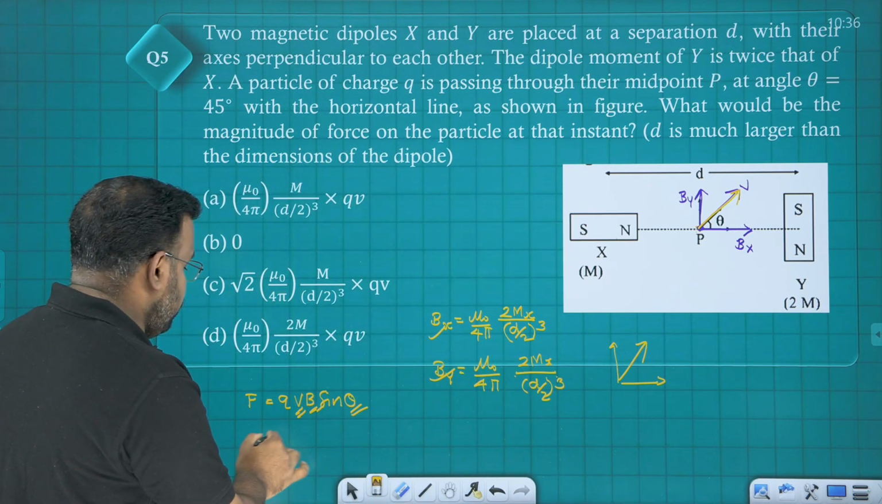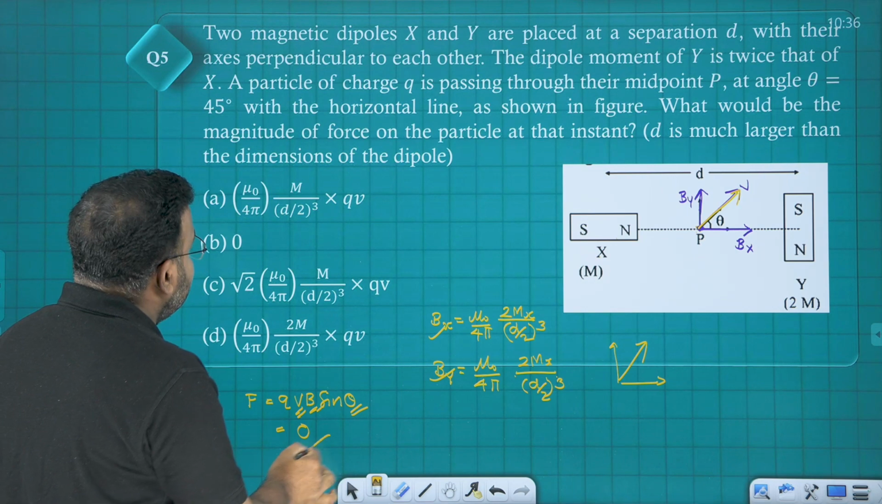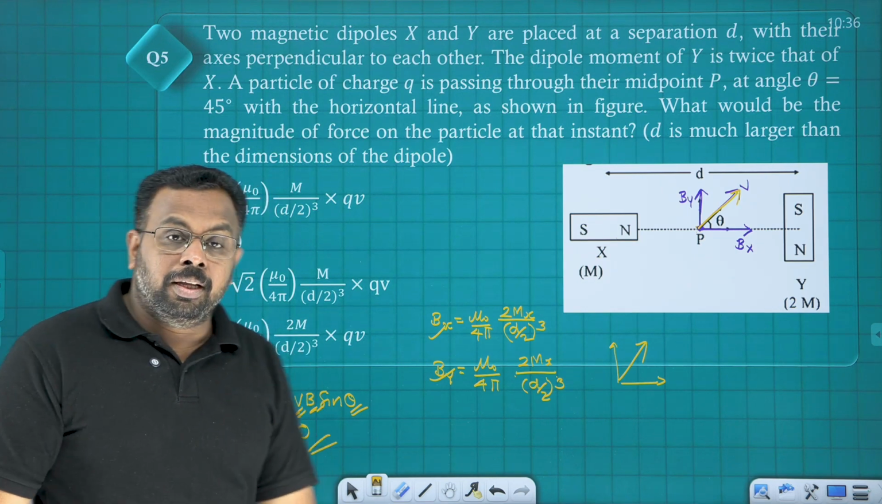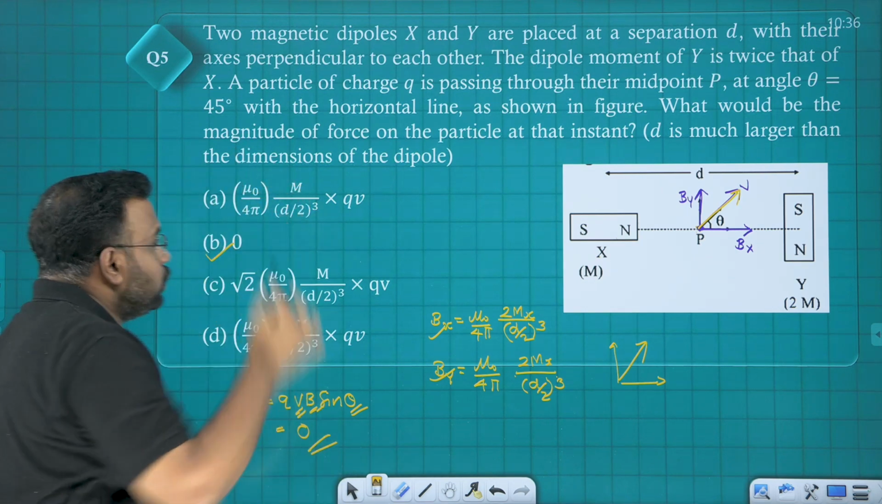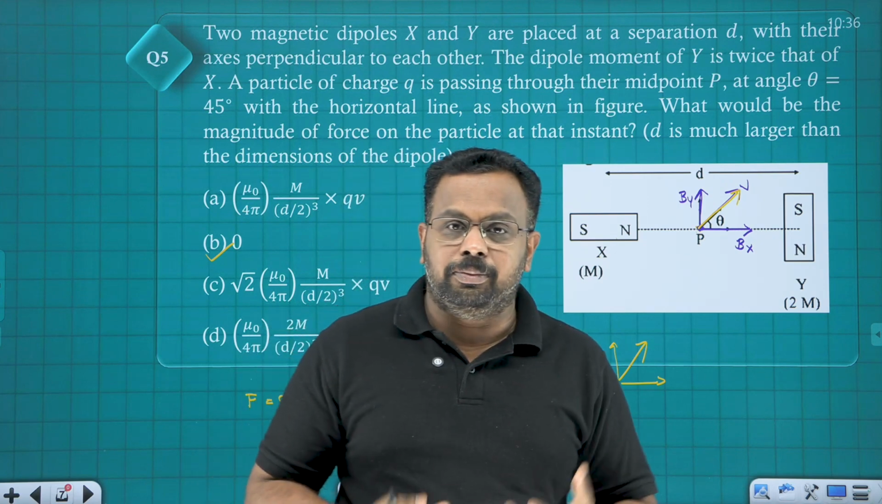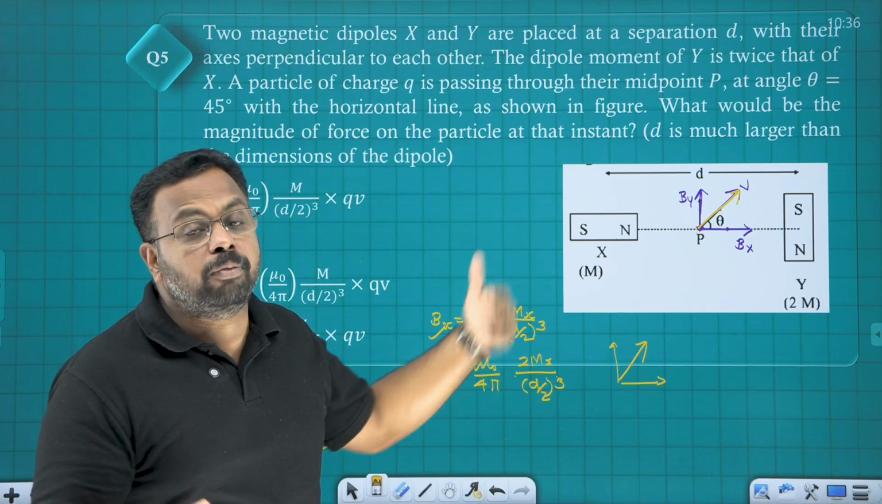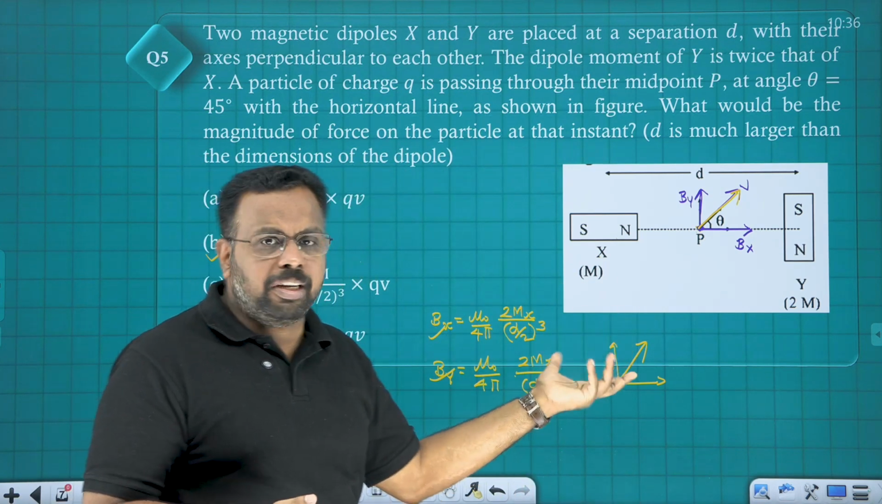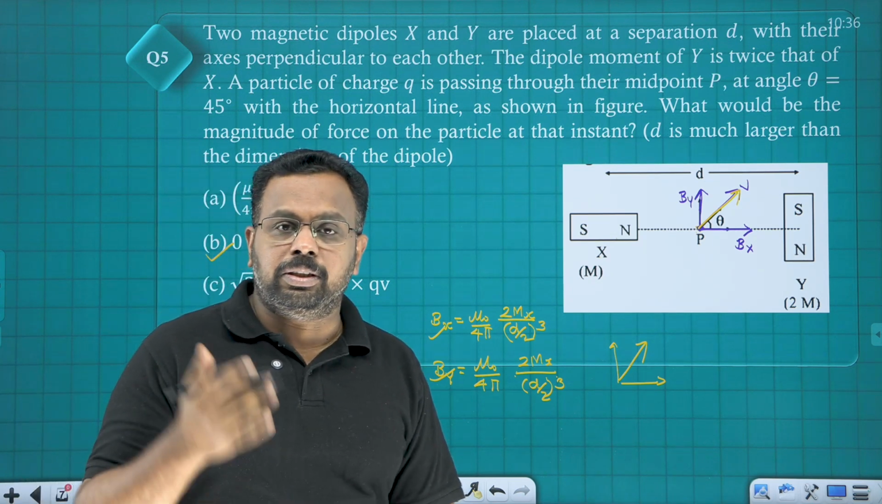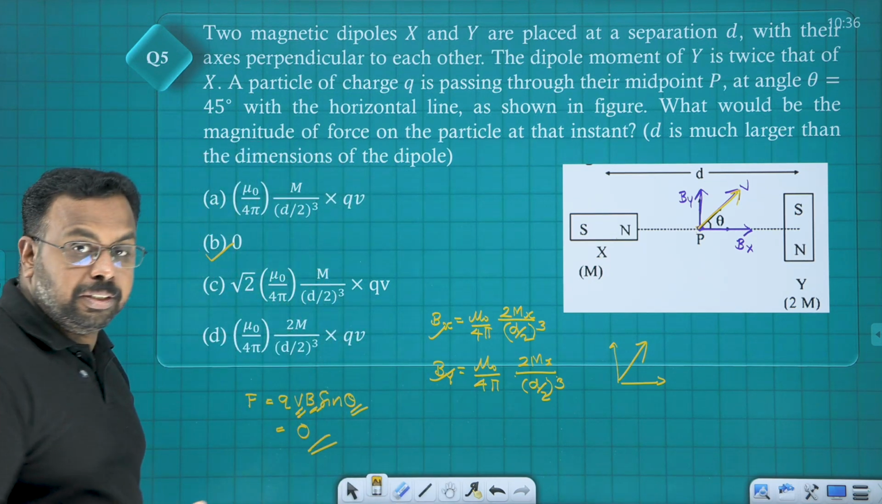Sine 0 is equal to 0. So what is the force? The force will be 0. Understood? So you have to think like this. We need to find, if theta is not 0, then what we will do? To find the magnitude of magnetic field and substitute. But here it is easy because theta value is equal to 0. I hope this is very clear.